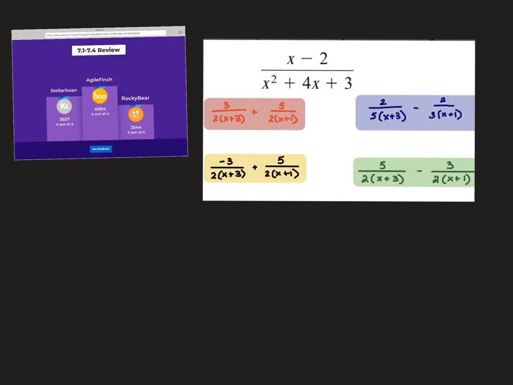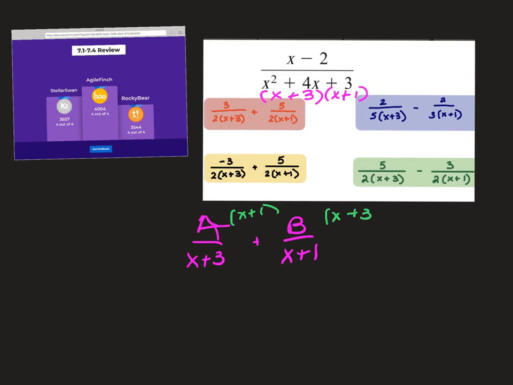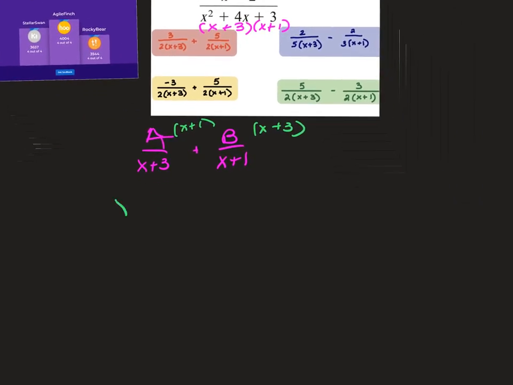All right, so this one, you want to factor the bottom. I think you guys probably just made some silly mistakes here or there, but this should be x plus 3, x plus 1. And then it's a, ooh, that's ugly, a over x plus 3. This gets multiplied by x plus 1, this by x plus 3. And you get x minus 2.